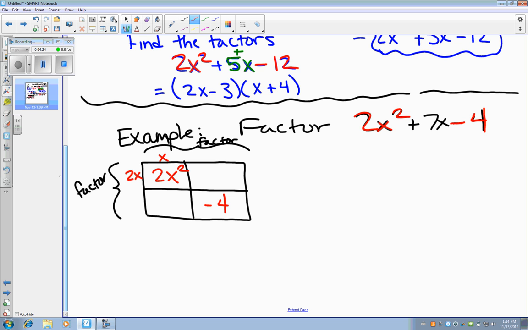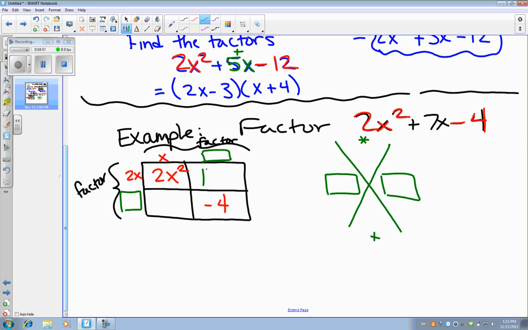Now, some of you might be able to start just trying to play around with these numbers to figure out what goes here. But if you have trouble with that, and sometimes it is kind of troubling, there's a way to use, I draw this x, and I put multiplication up here, addition down here, and we used to call these diamond problems. Whatever shows up here and here, that's going to be what ends up going in these boxes here.